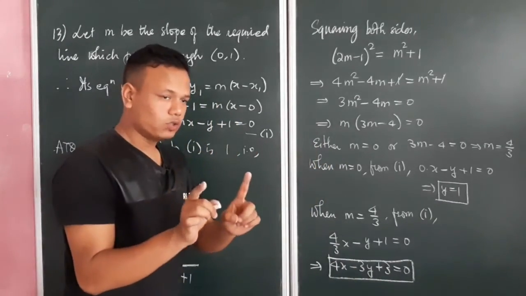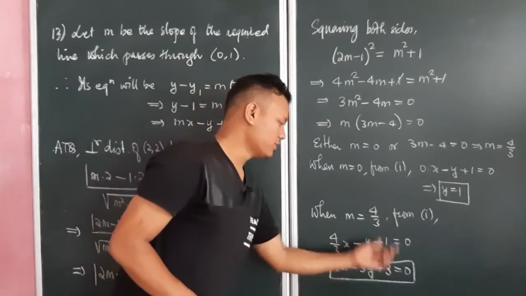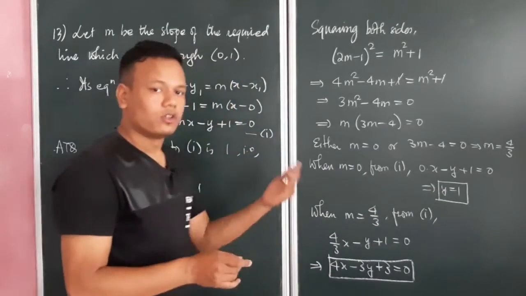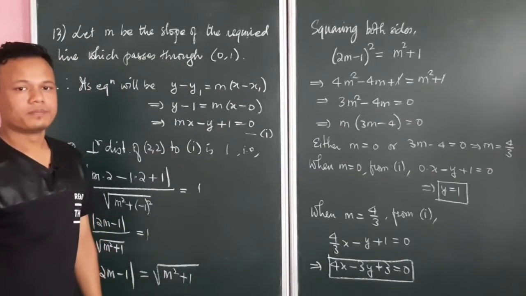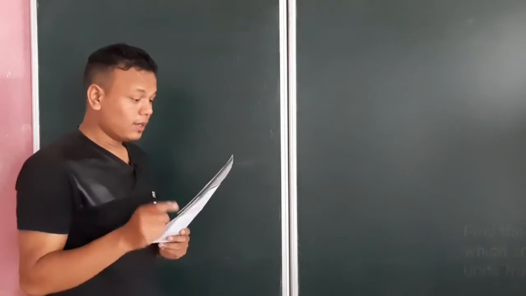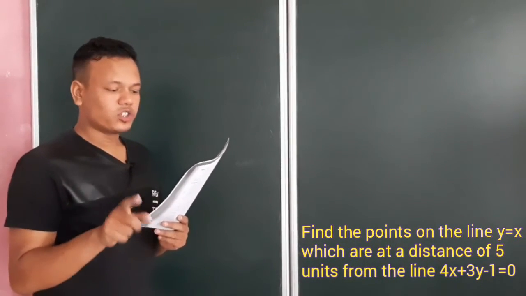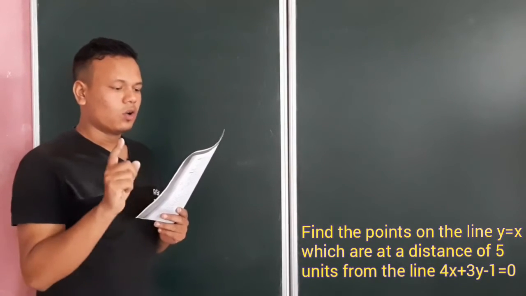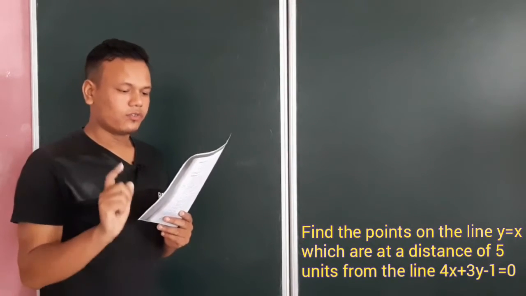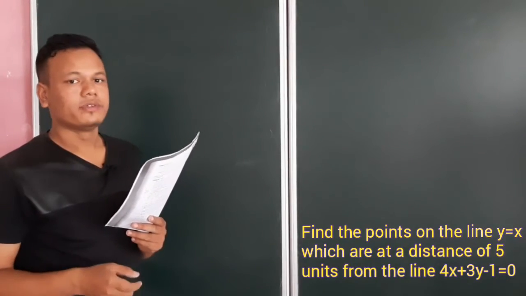Okay, so there are two equations, one is y equals 1 and the other is 4x minus 3y plus 3 equals 0. You may pause the video to note down. Now let's move on to question number 15. The question says, find the points on the line y equals x which are at a distance of 5 units from the line 4x plus 3y minus 1 equals 0.